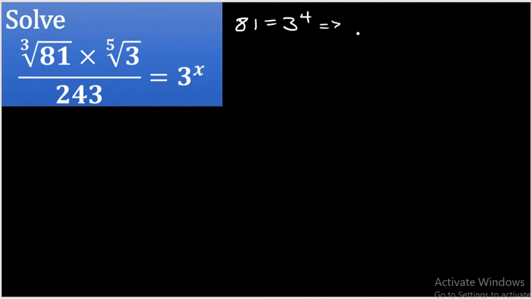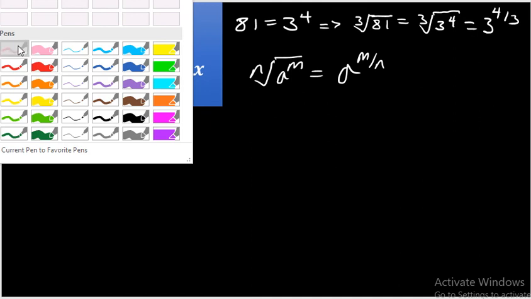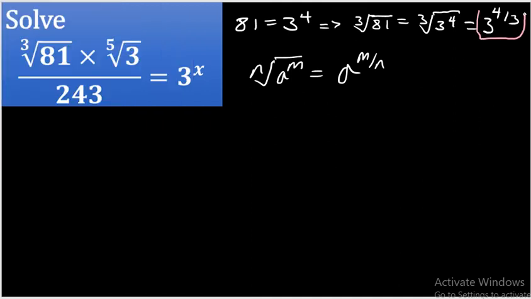This implies the cube root of 81 we can write as the cube root of 3 to the power of 4. At this point, try to recall that the nth root of any positive number a, the whole to the power of m, we can write as a to the power of m over n. So this number can be written as 3 to the power of 4 over 3. Let us keep this as the simplest form of the cube root of 81.